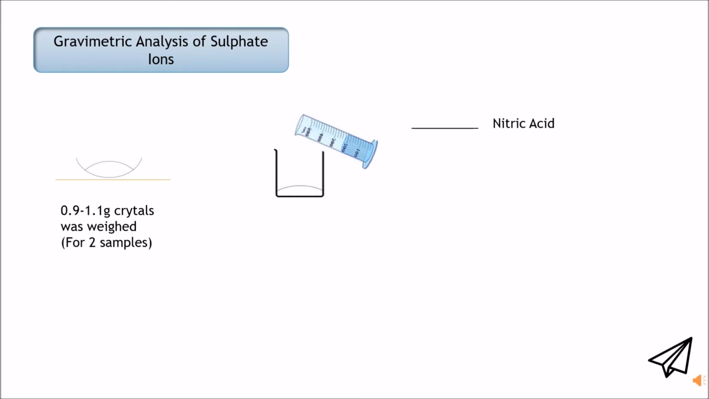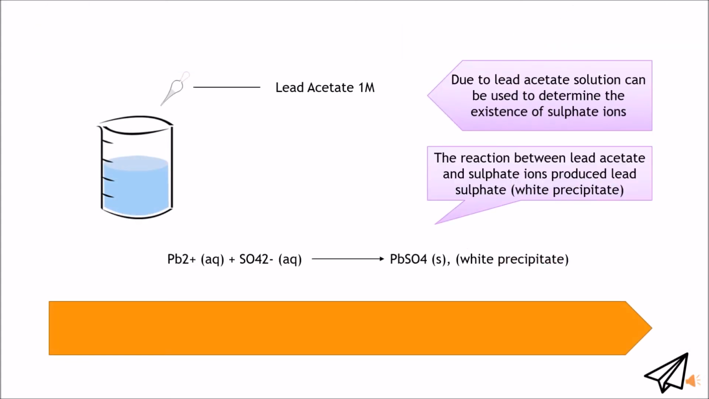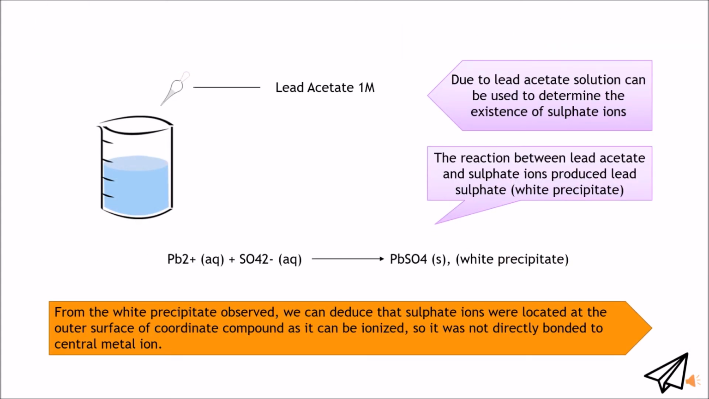For gravimetric analysis of sulfate ion, 0.9 gram to 1.1 gram of crystal was weighed to use as two samples. Nitric acid was then added into both of the samples to dissolve the crystal. Then, 1 molar lead acetate was added dropwise into the solution until the completion of precipitation. This is because lead acetate solution can be used to determine the existence of sulfate ion. The reaction between lead acetate and sulfate ion produces lead sulfate, which is a white precipitate.